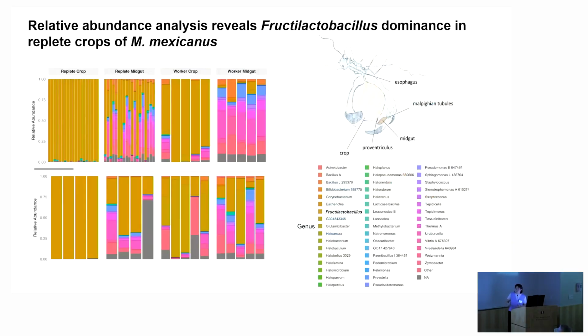Looking at Myrmecocystus mexicanus, we look at the relative abundance across the replete crop versus replete midgut, comparing that to worker crop versus worker midgut. We see that in the replete crop, there is a dominance of this genus here in gold, and that's Fructilactobacillus. When you look at the replete midgut, there's also Fructilactobacillus in there, but you can see other bacteria in the midgut, like Vibrio or Pseudomonas. And so we wanted to look at the other species.